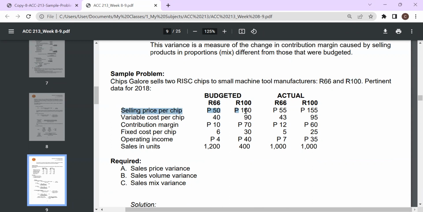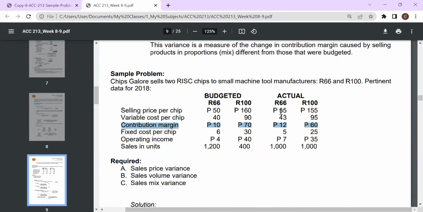So this is the selling price per chip. You have the budgeted, and then you have the actual. We also have the variable cost per chip. Now we have the budgeted for both products, and you also have the actual. Their contribution margins, of course, needless to say, are computed. Now, even if this is not given, you can still compute this by deducting your variable cost from your selling price. So this is 50 minus 40, that is 10 pesos. This is 160 minus 90, so that's 70. So even if the contribution margin is not given to you, you can still compute it.